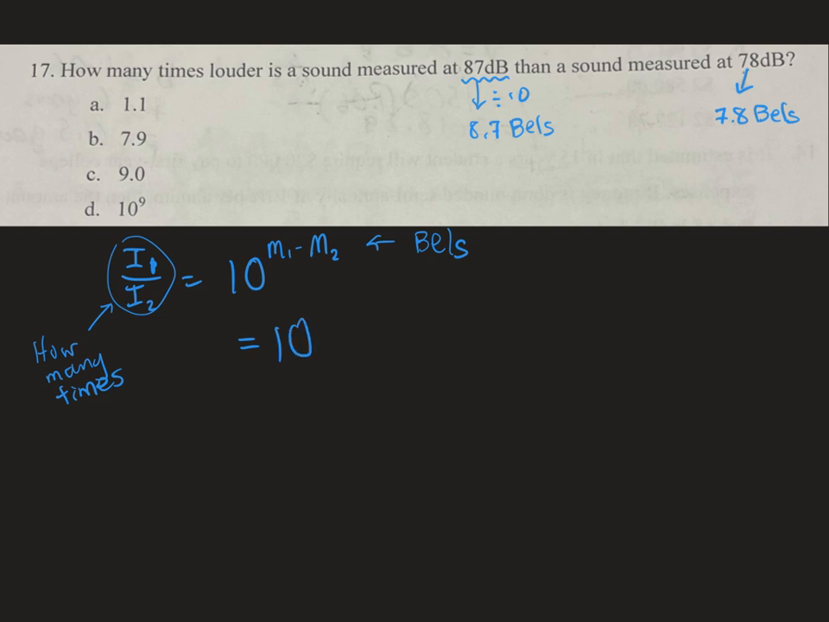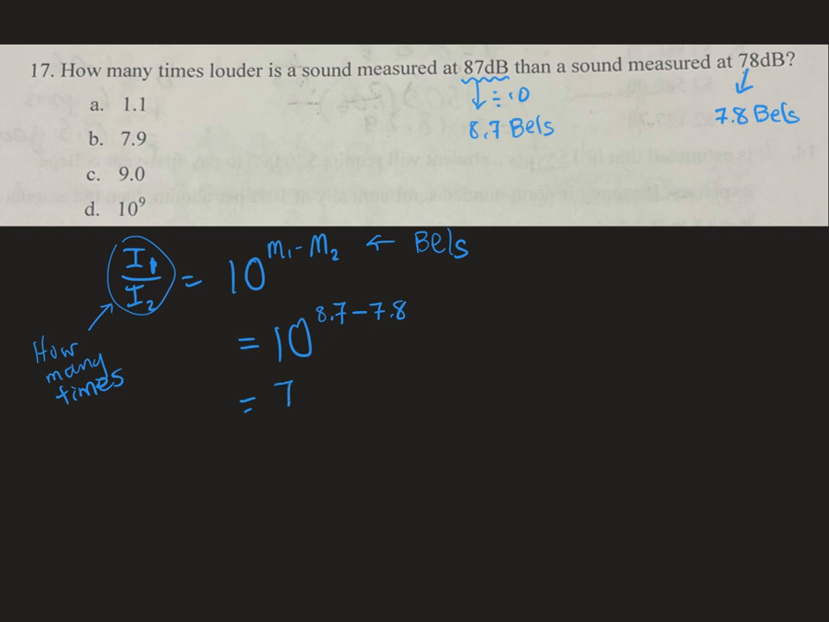And I would always put the bigger one first if you know this number, this how many times, is something bigger than 1. If your how many times as intense is a fraction, like 1/3, then you want to put your smaller number first in the exponent on this power of base 10. So looking at all our answers, they're all bigger than 1, so I'm going to put the bigger number first, 8.7 minus 7.8.